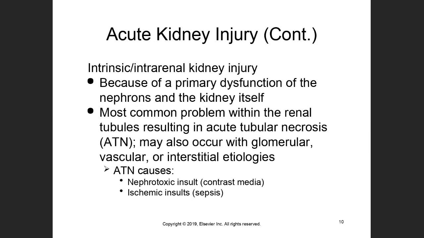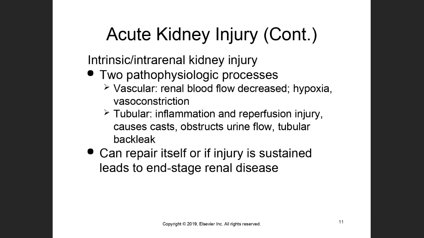Intrinsic or intrarenal kidney injury is a problem inside the kidney, especially in the Bowman capsule, in the glomerulus, and one of the most common conditions is acute tubular necrosis. Two pathophysiology processes, vascular and tubular. Vascular: renal blood flow decrease, hypoxemia, vasoconstriction. Tubular: we have inflammation and reperfusion injury, cast obstruction.